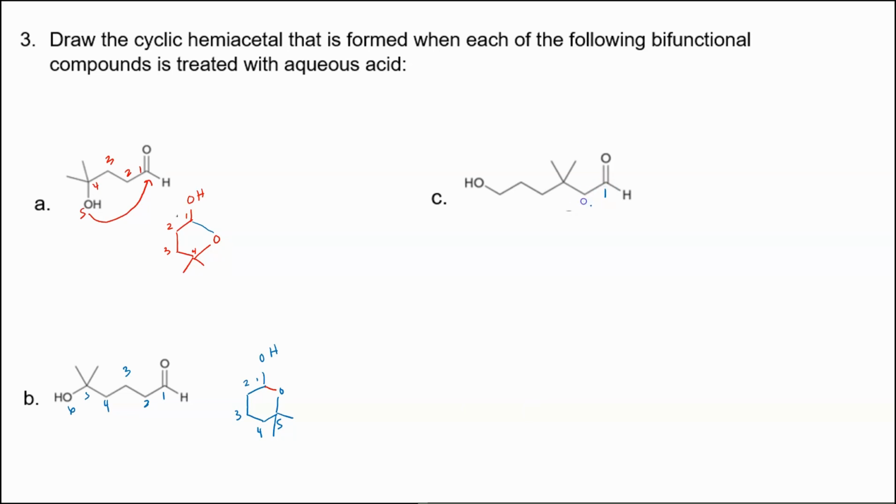Here we have a 7-membered ring, and our alcohol there. So that's how we would figure out the hemiacetal.